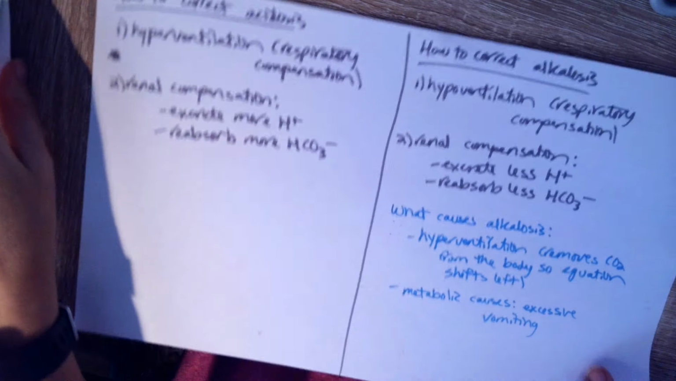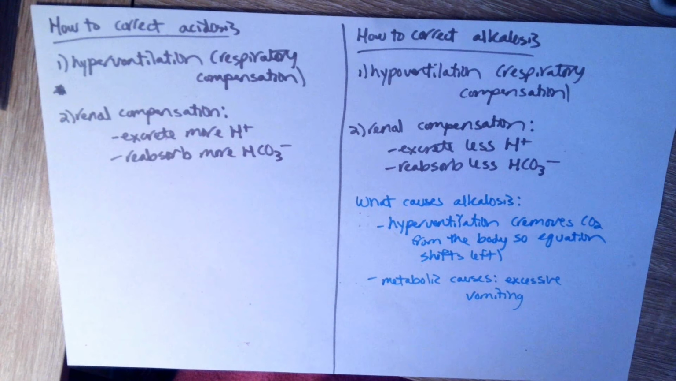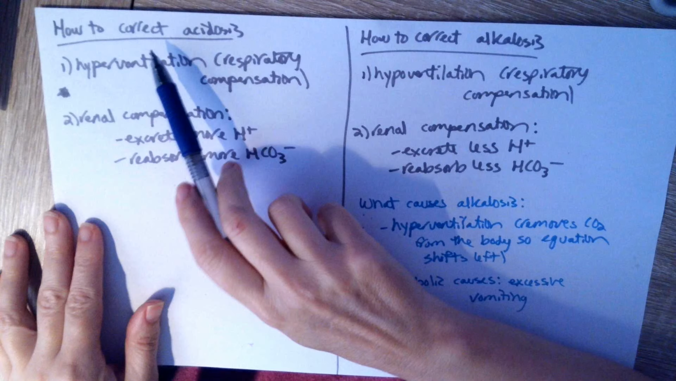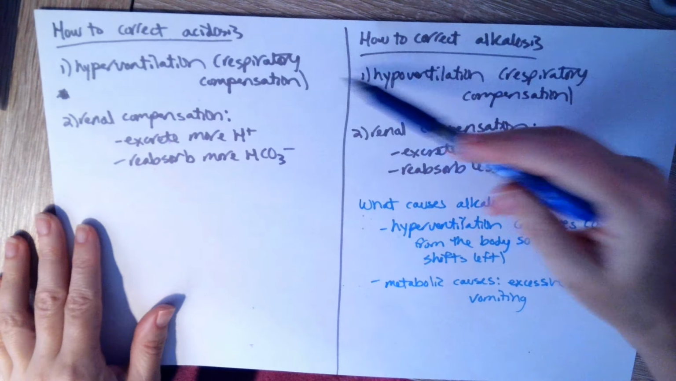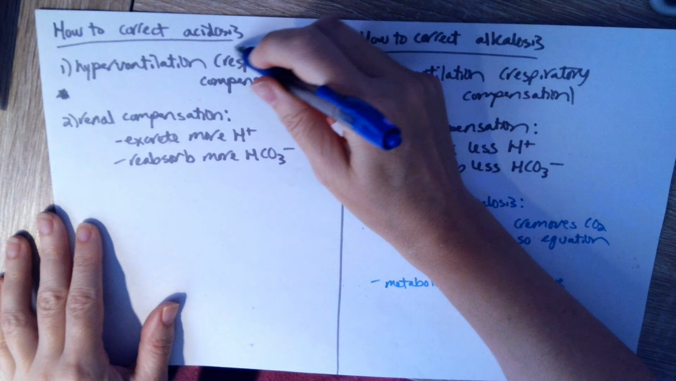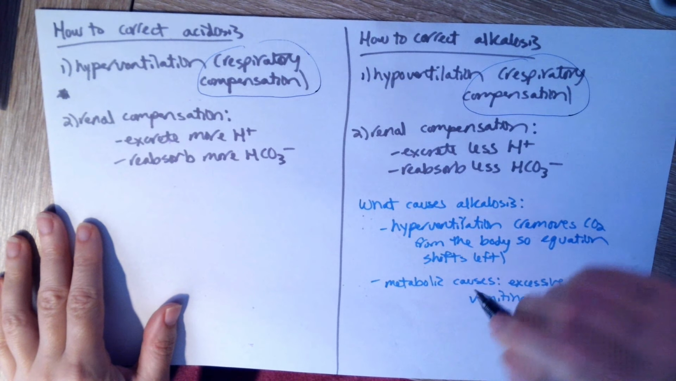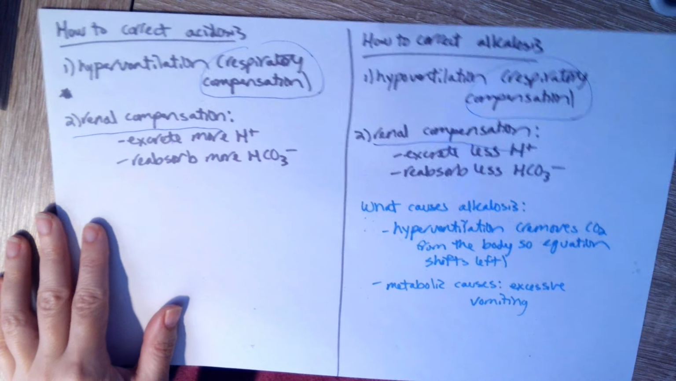Okay, so now, how do you fix that? This is our last thing that we need to talk about because we gave ourselves all kinds of problems with our acid-base balance, so we need to fix it. If you're acidic or alkaline, we're going to be able to fix it through our breathing in respiratory compensation, or we can fix it through our kidneys in renal compensation.